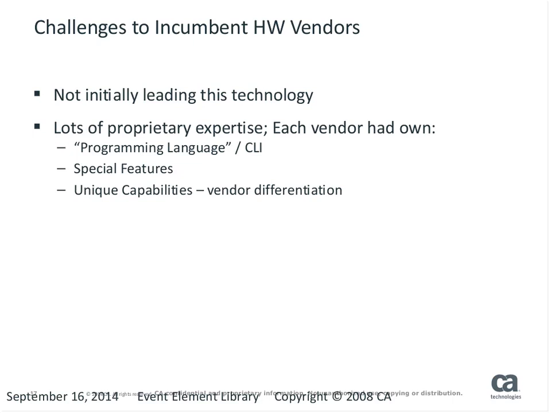So some of the hardware vendors, like I said, were not initially leading this technology. In fact, they were seen as lagging behind, and there were some reasons for that. They had lots of proprietary expertise. Each vendor had their own way to differentiate themselves. They had proprietary programming languages or CLIs. They had special features and capabilities, and again, the marketplace is about differentiation. So incumbent hardware vendors two and three years ago really operated on differentiation.